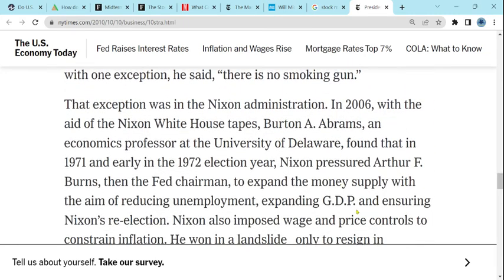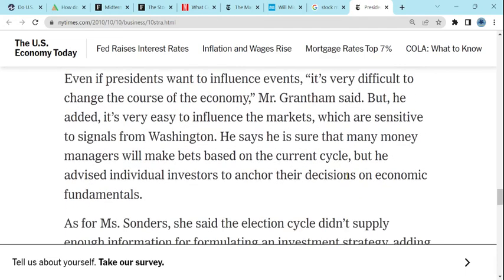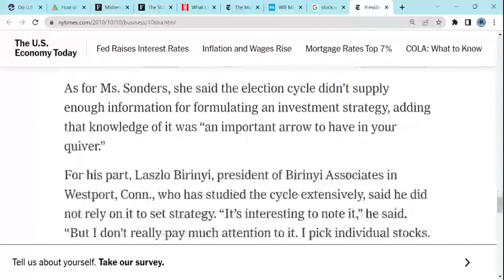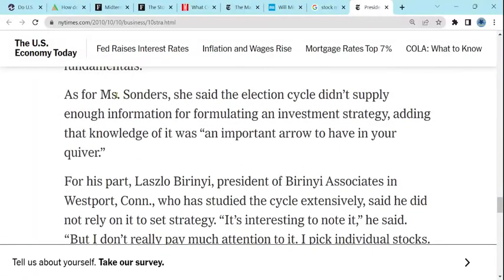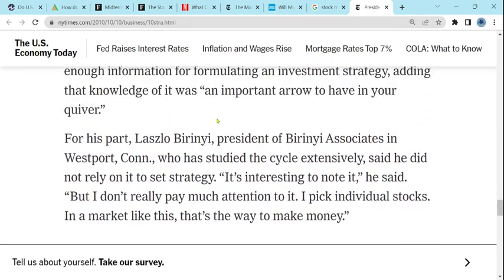And then he goes through an example of the Nixon era, so I'll let you read the specifics of that example. He points out there isn't enough information for formulating an investment strategy based on this election cycle. However, it's another important arrow to have in your quiver. So again, hopefully we've helped you add another important arrow to your quiver, another tool to utilize in your trading and investing strategies to help you succeed in your trading career.